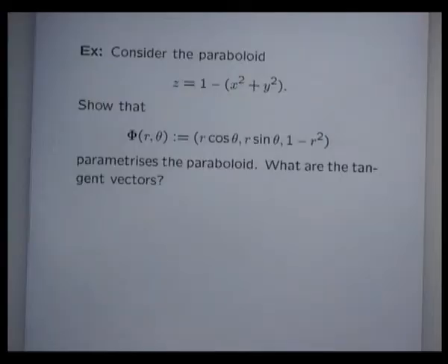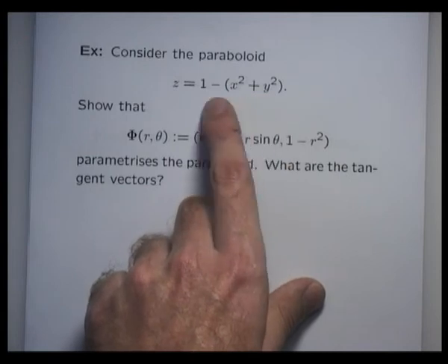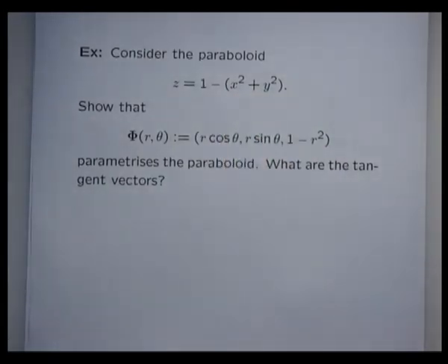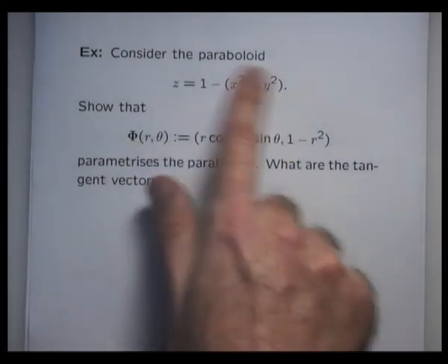Okay, so you might need a scrap of paper for this. Consider the paraboloid given by the image of this particular function, right? Show that we can parameterize the paraboloid by the following vector function. Okay, so it's pretty easy. All you do is you show that the respective components of the parameterization satisfy this.